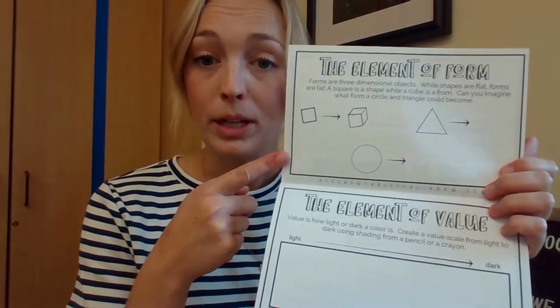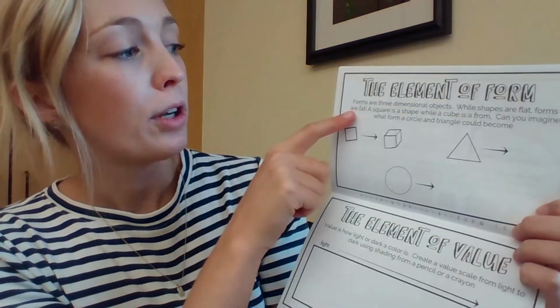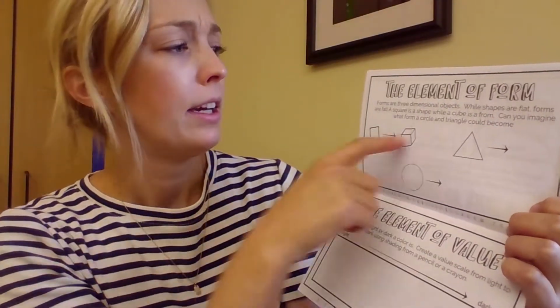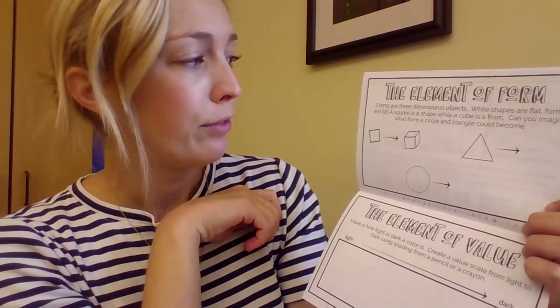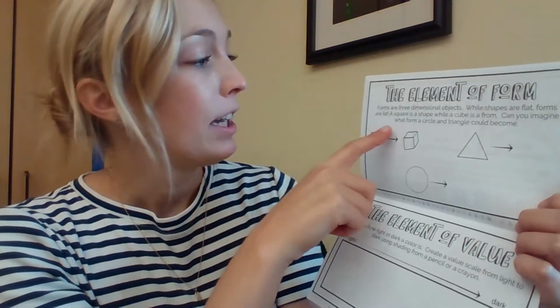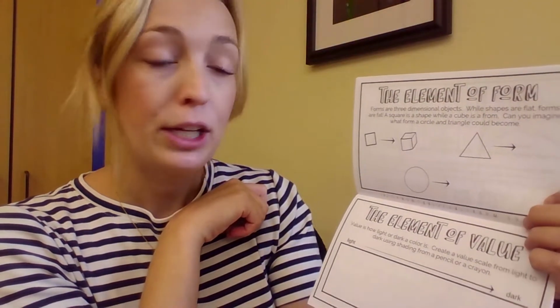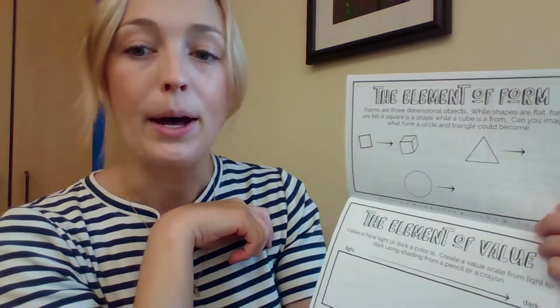The next element we're going to talk about is form. Again, they're building on top of each other. You have a line, and then you can make a shape. And once you have a shape, you can make a form. Forms are 3-dimensional objects. What does that mean? What is 3-dimensional? Maybe they'll tell us. Let's see. While shapes are flat, forms are fat. A square is a shape, while a cube is a form. Can you imagine what form a circle and a triangle could become?